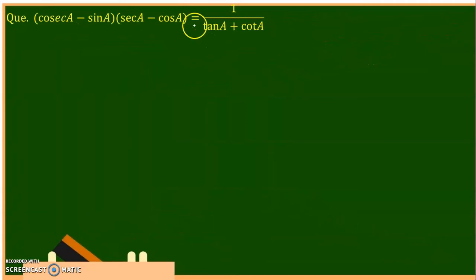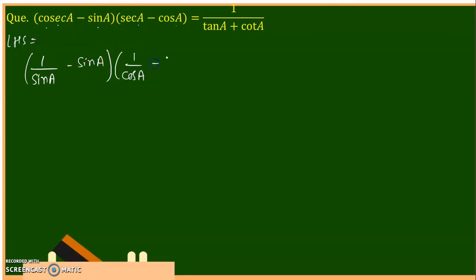Let's see the next question. We have to prove cosec a minus sin a into sec a minus cos a is equal to 1 upon tan a plus cot a. So here we can write this cosec a minus sin a. So cosec a can be written as 1 upon sin a minus sin a. This is on the left hand side. Same way here sec a can be written as 1 upon cos a minus cos a.